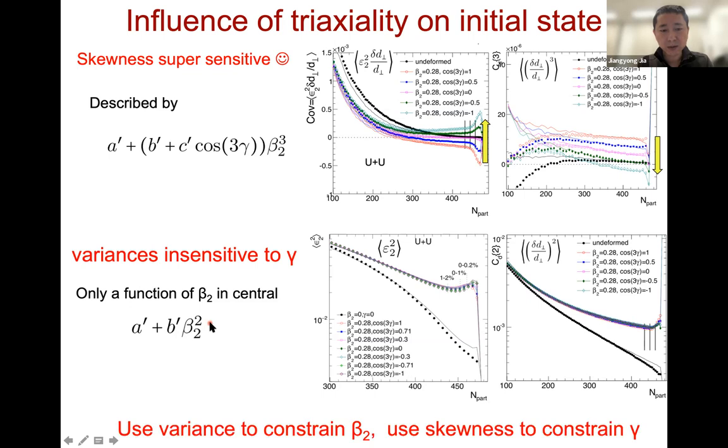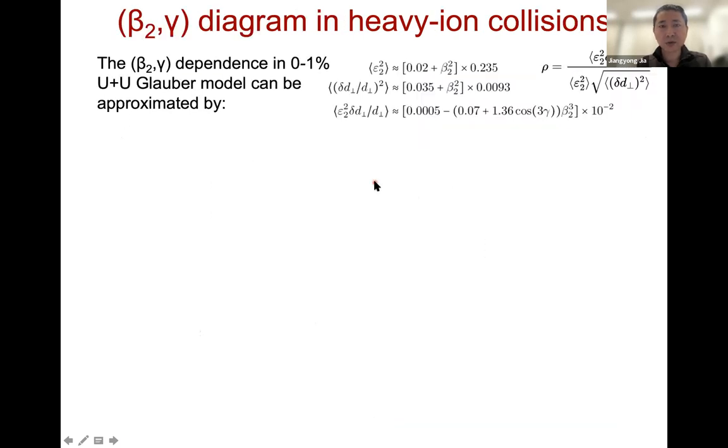This is actually quite good news because we can use two particle correlation to constrain the beta two and then use the three particle or the skewness measurement to constrain the gamma. Okay, so this is my proposal. And so I can show you a global expectation here. I take the 0 to 1% centrality, I run a global model, I parameterize the beta gamma dependence, I determine the coefficient.